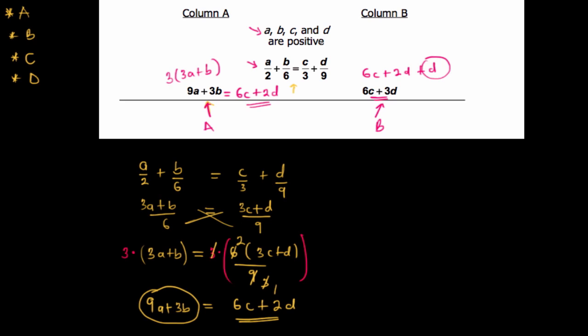When they say something is positive, it implies that A, B, C, and D are strictly greater than 0. That is, they are not equal to 0, but greater than 0. Since D is greater than 0, and you have 6C plus 2D, it implies that 6C plus 3D must be greater than 6C plus 2D. Why? Because we have added a positive number to get column B. So the solution to this problem is B, and that completes the problem.